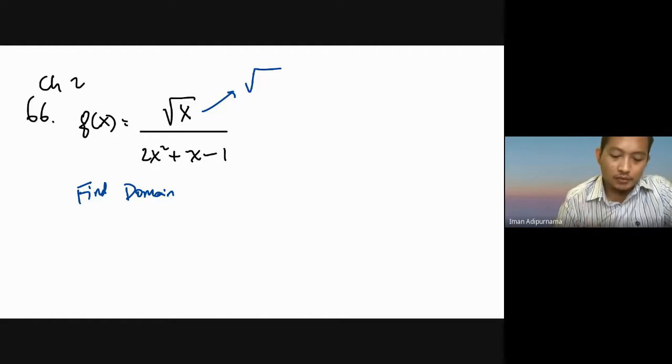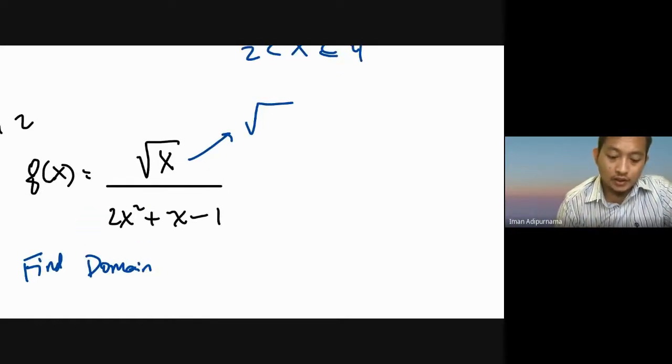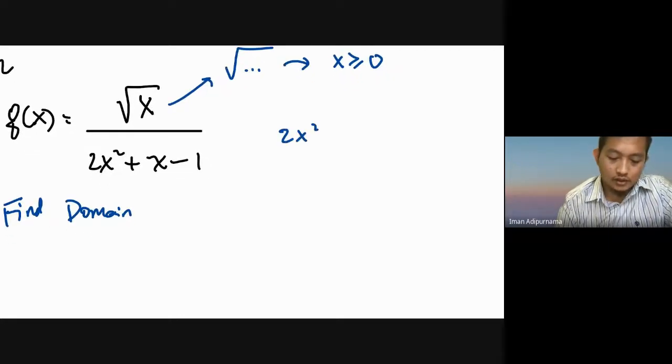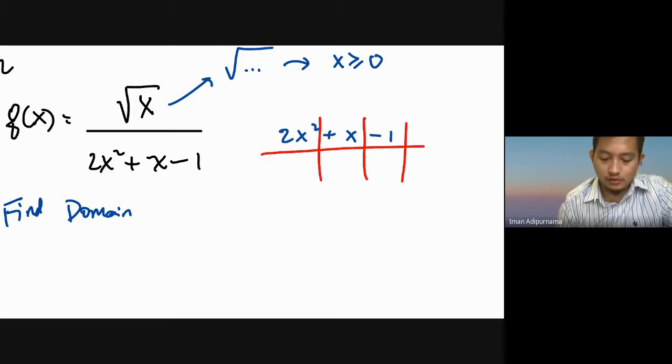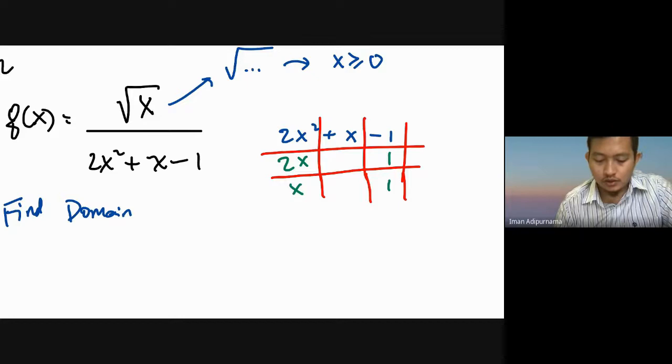Okay, so find the domain. The square root, it should be at least zero, right? You can have the zero, but you cannot have negative. So you need to have x greater or equal to zero. Okay, and then let's see if we can factorize this. Let's factorize maybe 2x. I need to make it positive, so it will be 2x minus 1, x plus 1.